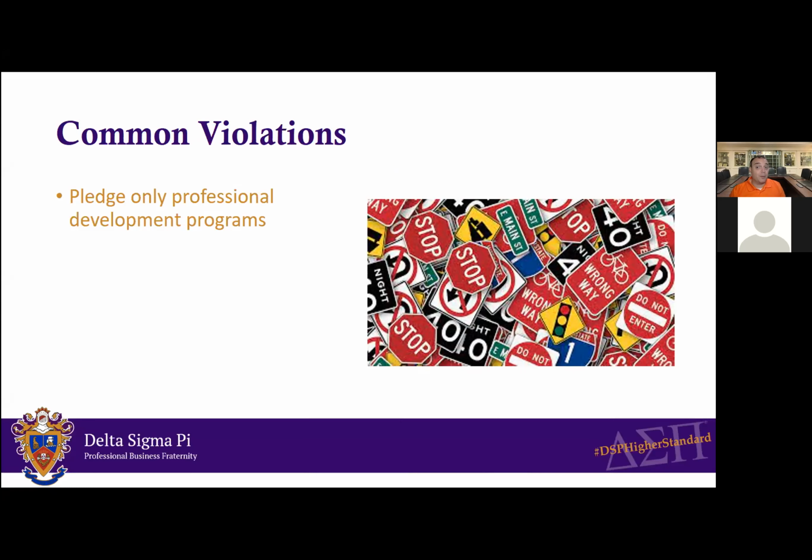The first one I want to talk about is having pledge-only professional development programs, in many cases facilitated by more tenured brothers of the chapter. Professional development programs are fantastic. They are great for the entire chapter, not just the pledges. Since pledges are required to attend chapter meetings and events that are also required of brothers, they will still receive that education if it is built into your chapter development program.